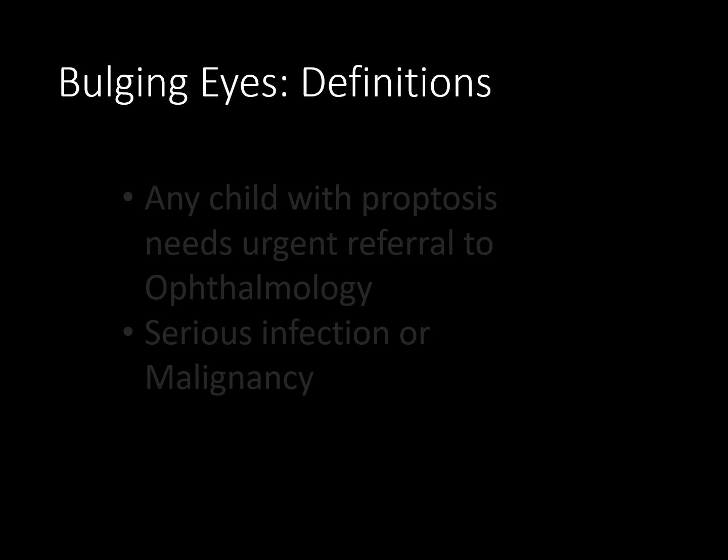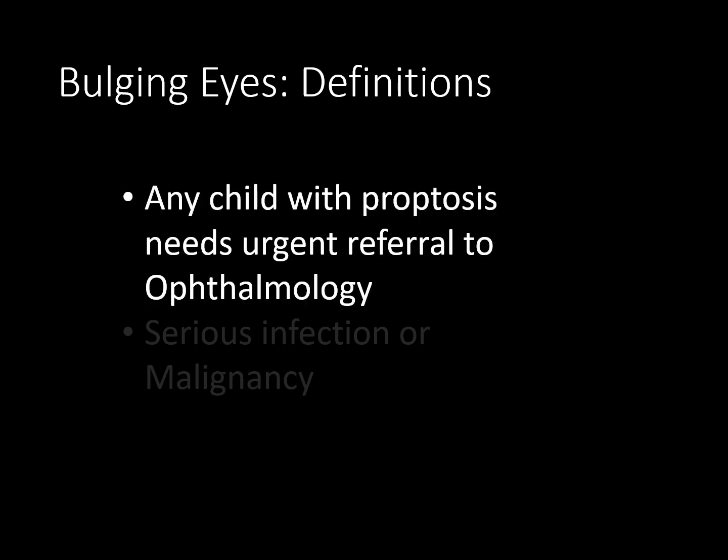Just remember that any child with proptosis needs urgent referral to ophthalmology, because while the most common cause of proptosis or exophthalmos in an adult is thyroid eye disease, in children it is usually either a neoplasm, and there can be very serious malignancies such as rhabdomyosarcoma, or even the late stage of retinoblastoma once it has spread to the orbit, or it could be a serious infection such as orbital cellulitis. So any child with proptosis needs to be referred to ophthalmology as a matter of urgency.